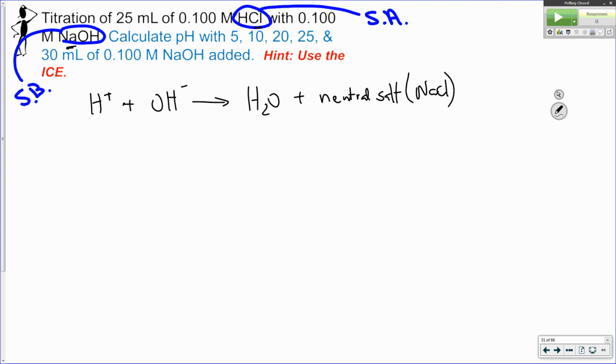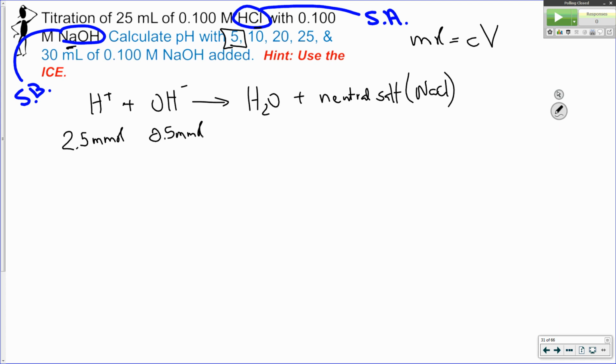So if I take concentration times volume for the HCl, so 25 milliliters times 0.1, that's 2.5 millimoles. Remember, moles equal concentration times volume. And it's in milliliters, so the answer is going to be millimoles instead of moles. And if I do the same for the sodium hydroxide, start with the 5 milliliters first. It'd be 5 milliliters times 0.1. It would be 0.5 millimoles.